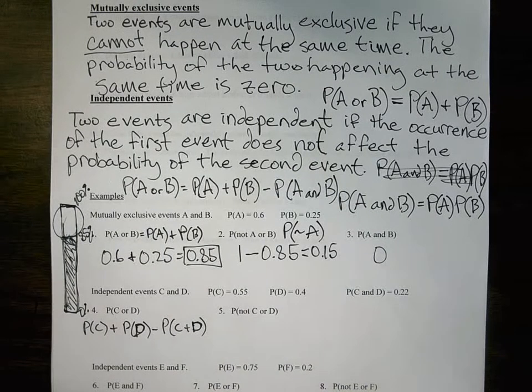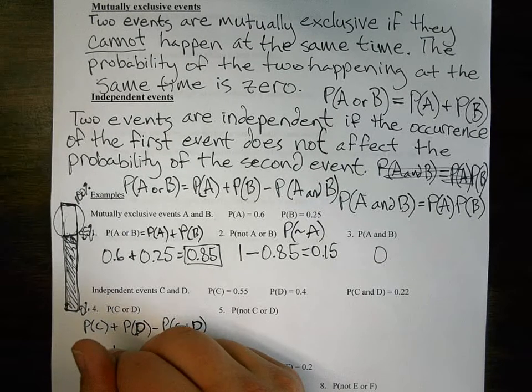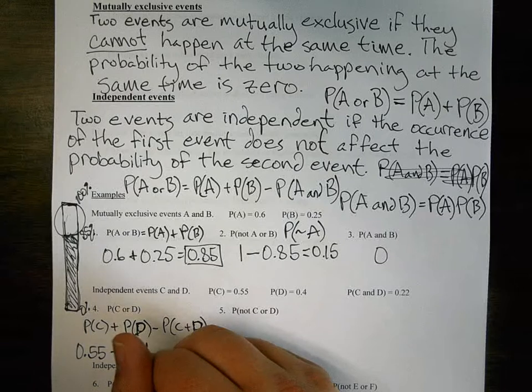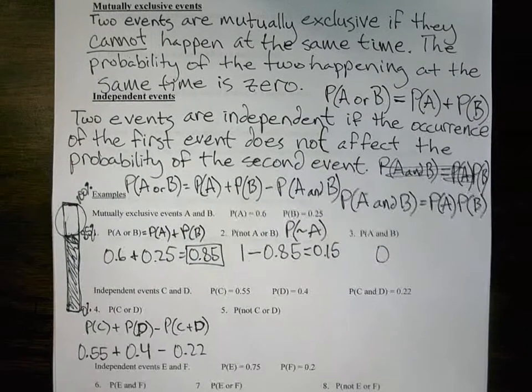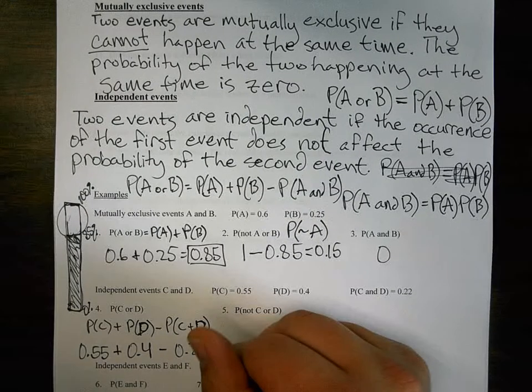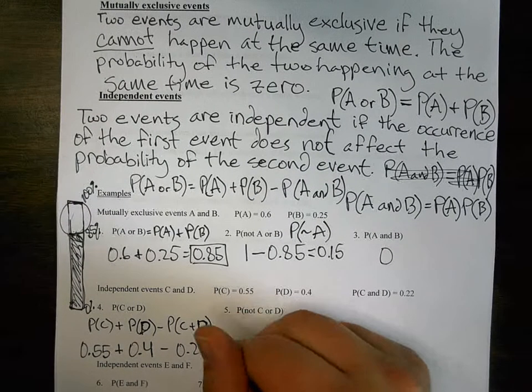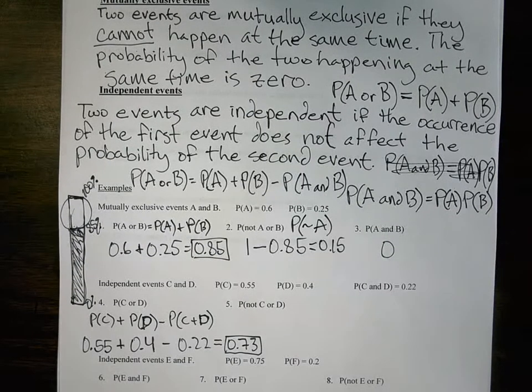Okay, so it's just a matter of plugging in values. The probability of C is 0.55, the probability of D is 0.4, and the probability of C and D is 0.22. Add up 0.55 and 0.4, get 0.95, subtract 0.22, and it's just 0.73. So once you've plugged in everything, it's just a matter of solving. It's usually fairly easy.